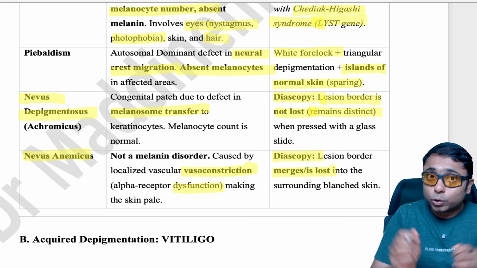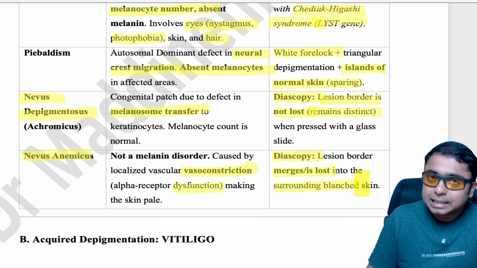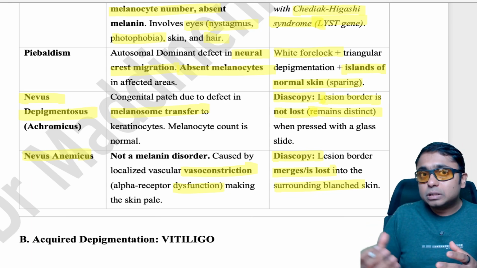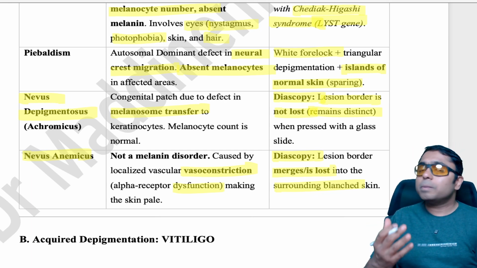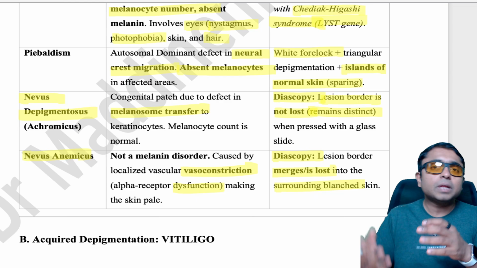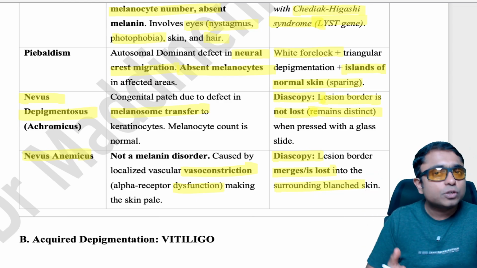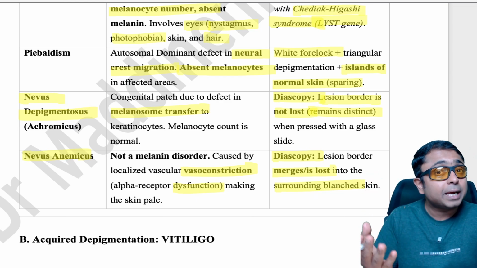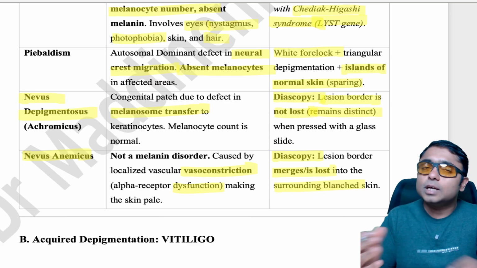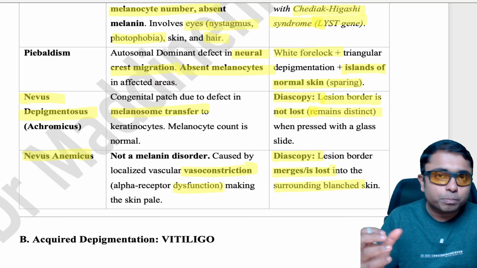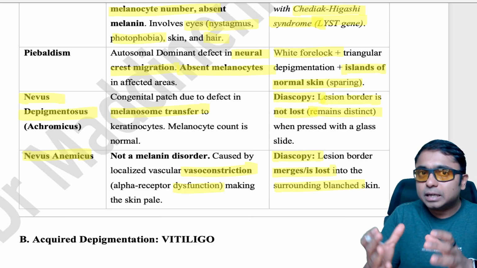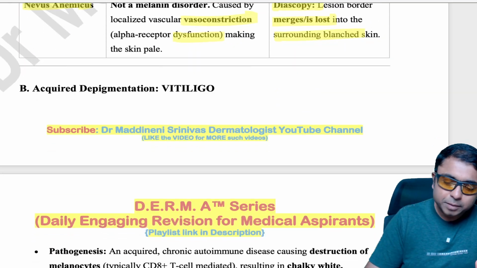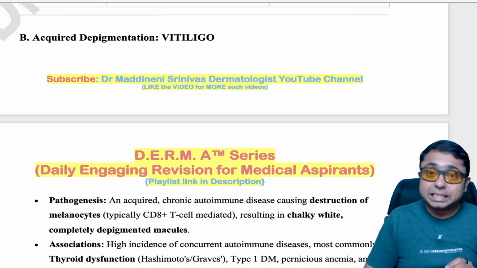So both of them are going to merge, the reason is because the surrounding skin is going to be blanched because of vasoconstriction, and the lesion is already having vasoconstriction, because of which it is appearing pale in color. So both these areas are going to merge, and we cannot differentiate between the normal skin and the involved skin, right? Next condition is vitiligo.